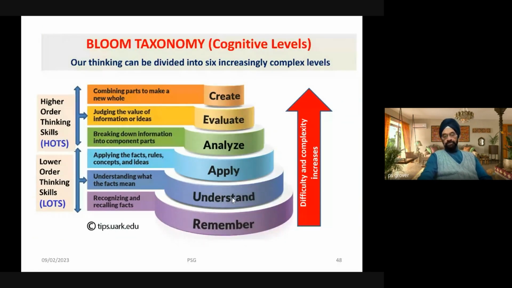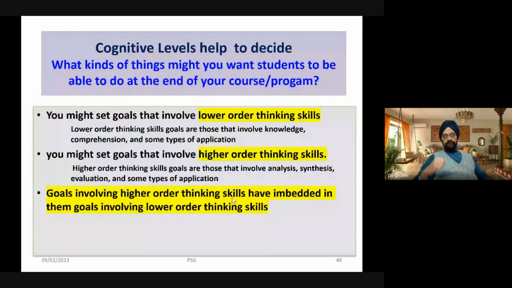Now, this thing we have seen, the lower levels are the lower order thinking, and upper three levels are the higher order thinking. And difficulty increases as we go up. Now, see here, cognitive levels help to decide what kind of thing you want student to be able to do at the end of your course. So there are lower order thinking skills, there are higher order things. When I design my curriculum, then what kind of skills I want my student to learn. My curriculum that I've designed should be based on the outcomes which correspond to higher order thinking. And higher order thinking means taking the upper three levels. Upper three level taking means the outcome designed accordingly.